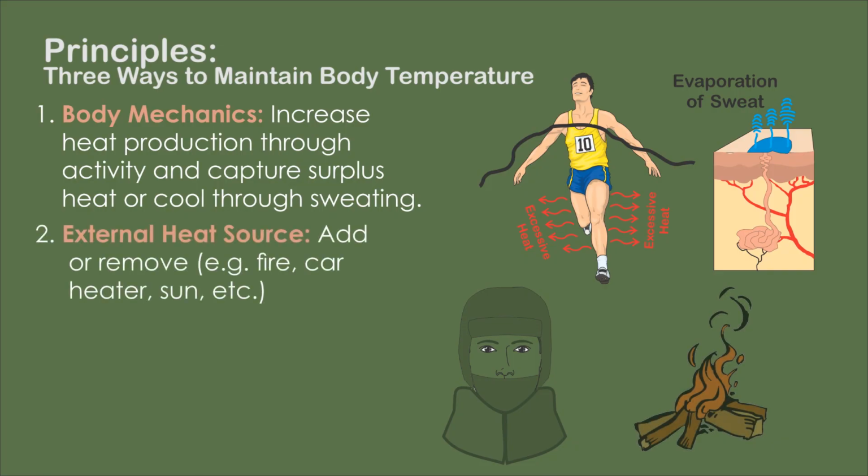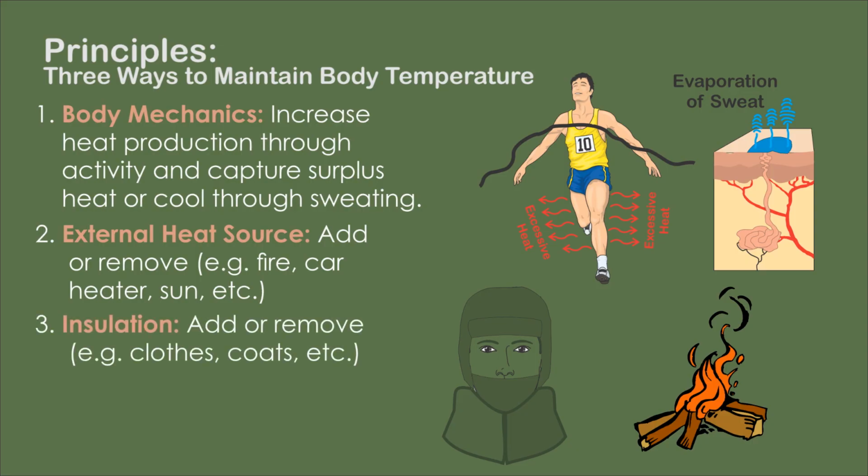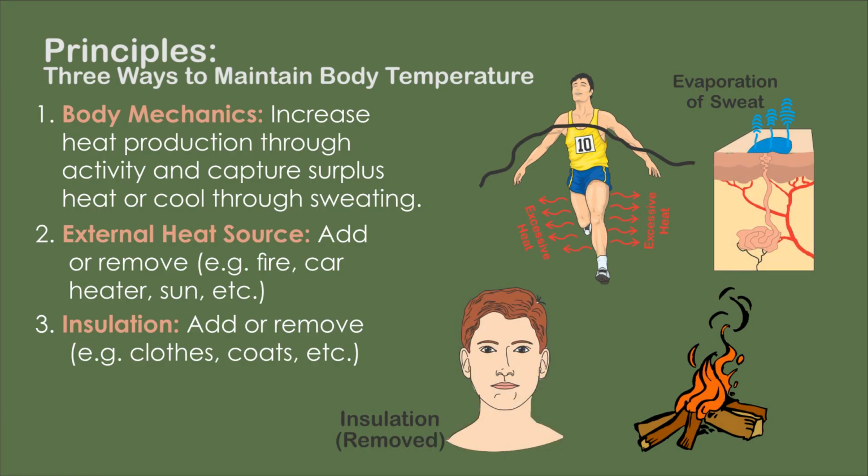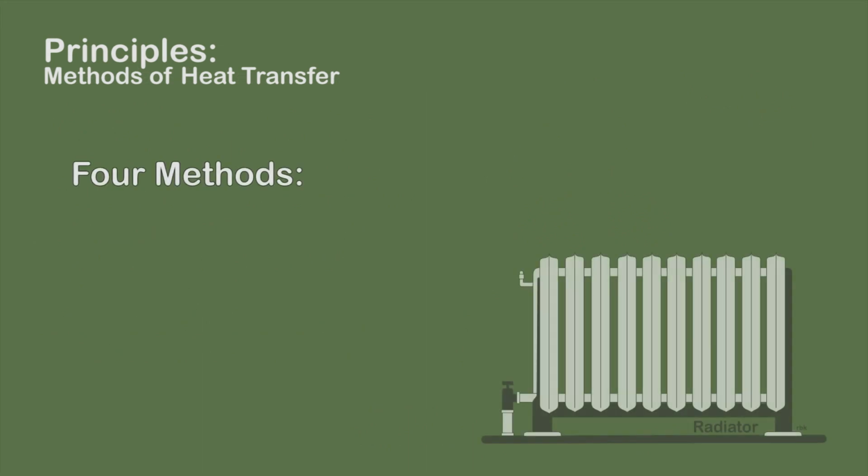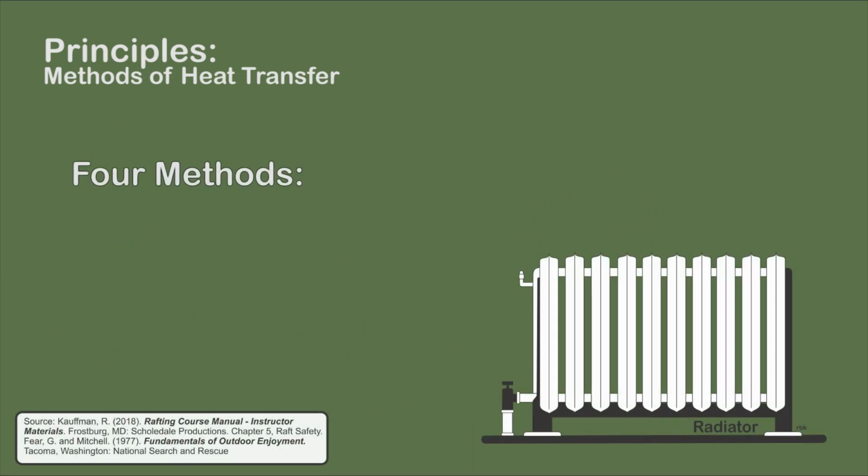Second, an external heat source such as a fire, car heater, or sun can be added or removed as a heat source of the body. Insulation can be added to retain heat or removed to allow excess heat to escape. It is important to note that these three approaches can be used in combination with each other. There are four methods by which heat is gained or lost.